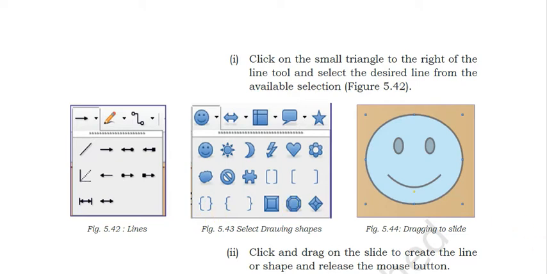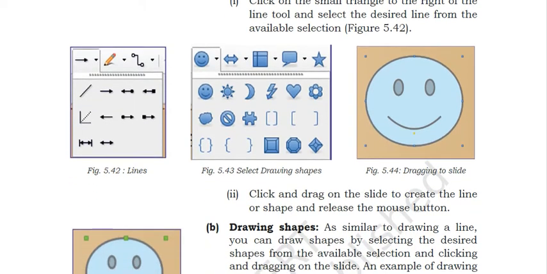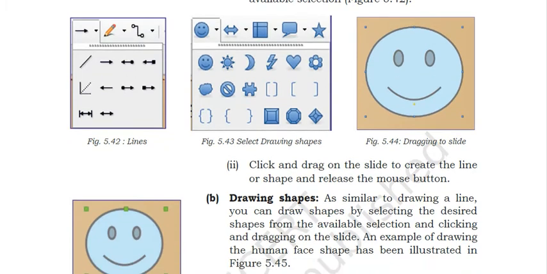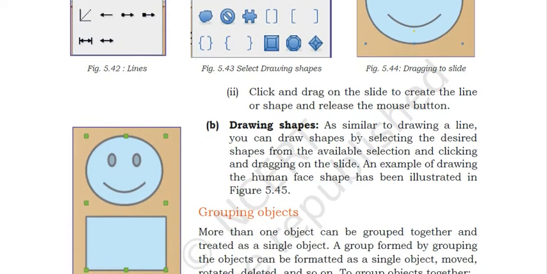Okay, so click and drag on the slide to create the line or shape, and then you release the mouse. Then you have different shapes. These are the shapes that you can use, and after selecting this shape, just drag it to the slide and you can resize or rotate it as per your requirement.